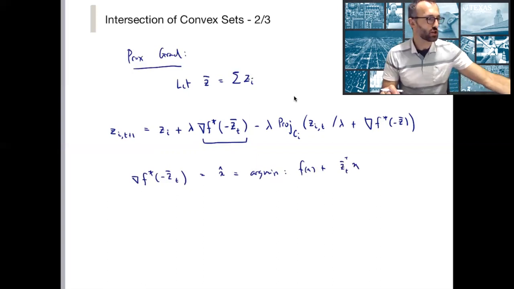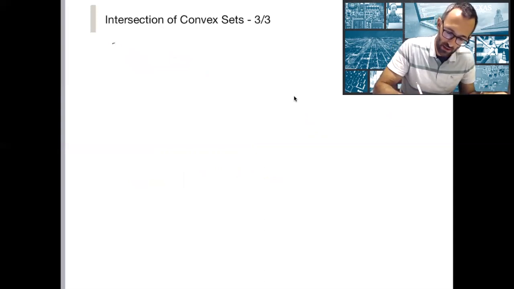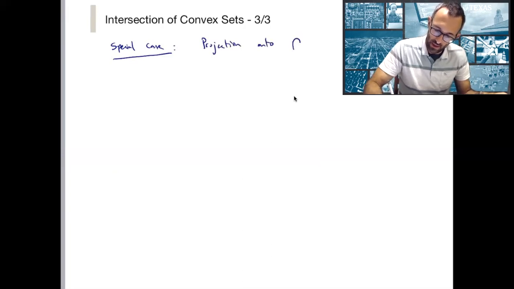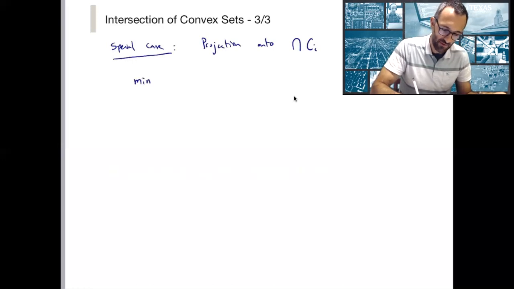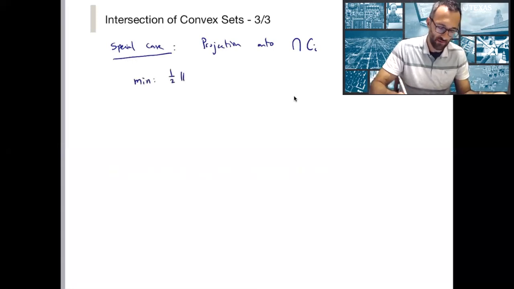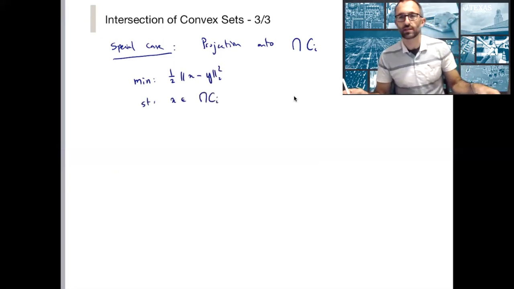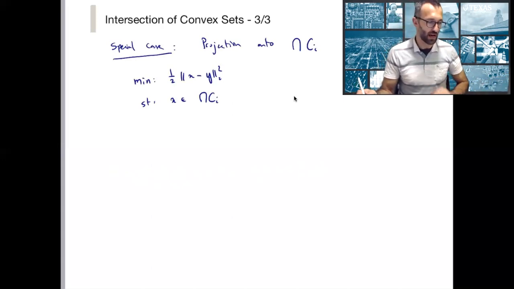Let's finish by just seeing a special case of this where I'm doing projection onto the intersection of CIs. So what that basically means is that f is just equal to 1/2 times the norm of x minus y squared, subject to x in the intersection of the CIs. I'm projecting y now using Euclidean projection onto the intersection of the CIs.